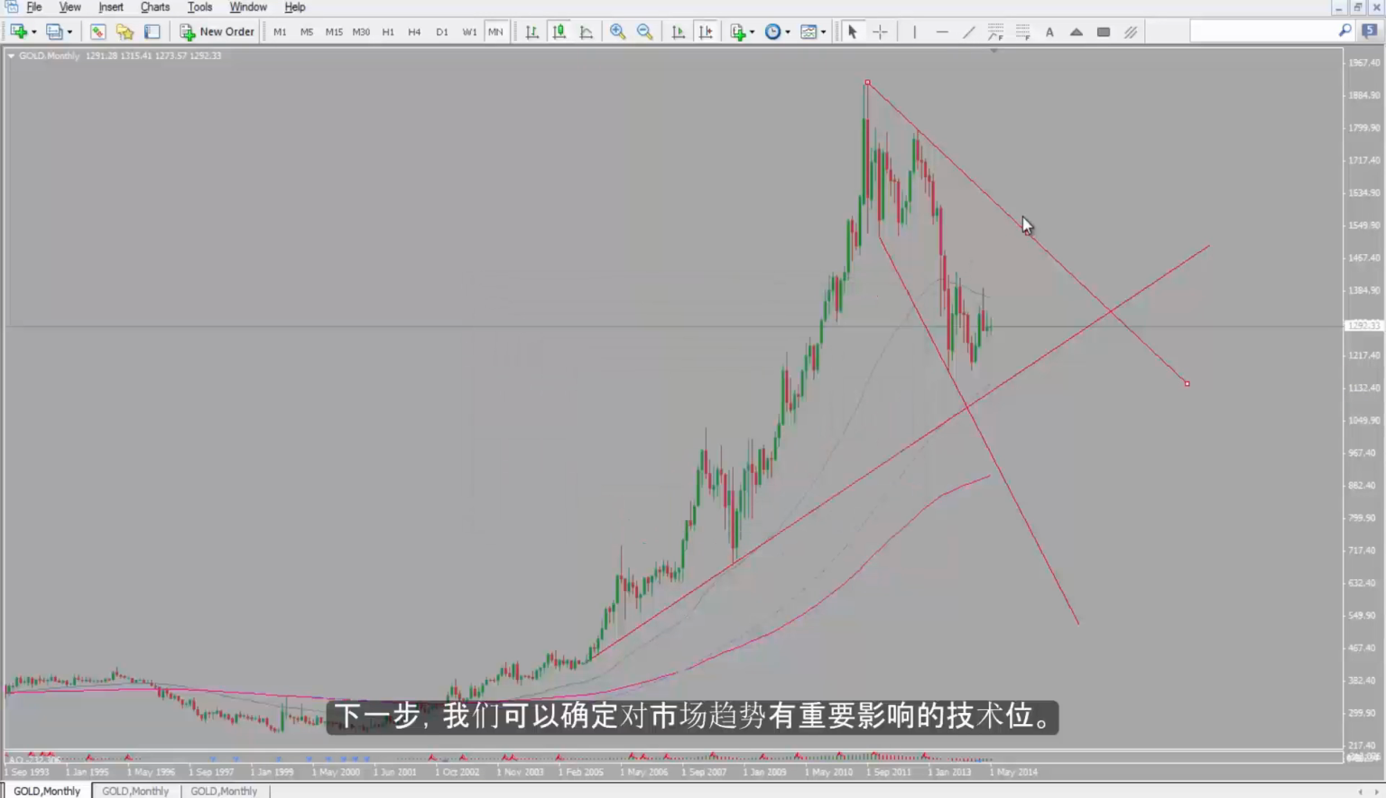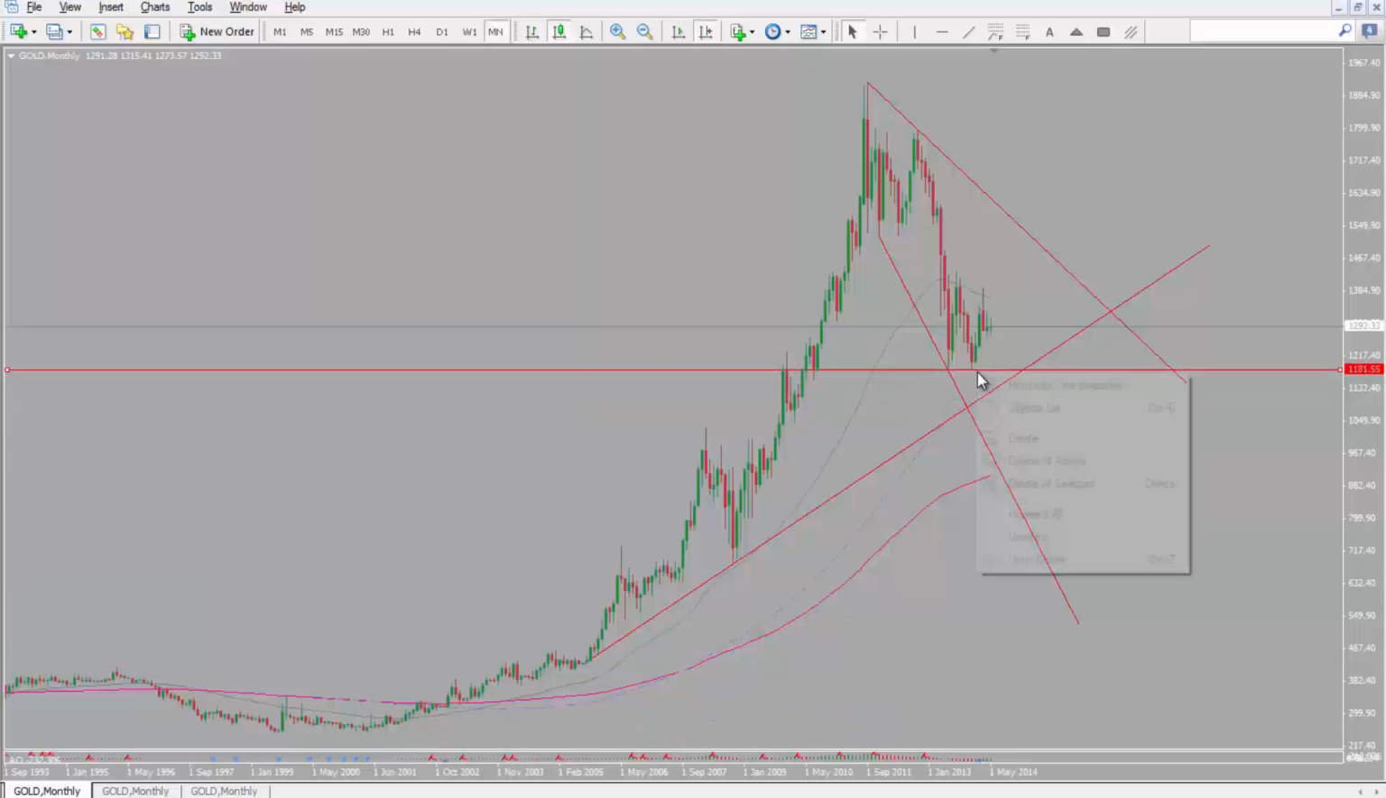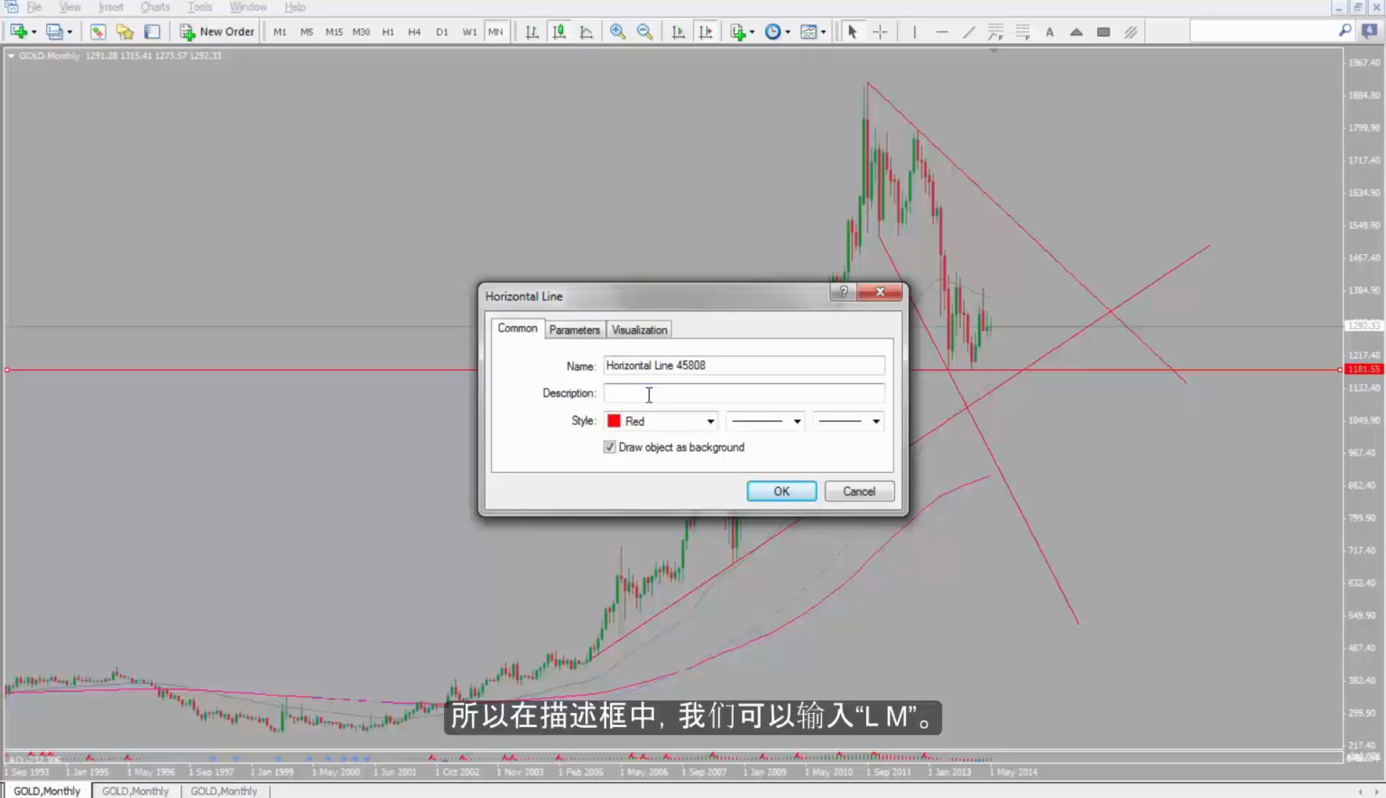Next step, levels that have important effect on market trend can be determined. On this level, trend has reacted to this level 4 times. The most recent reactions of the market price have more importance than earlier ones. On the description field, a trader can enter LM.